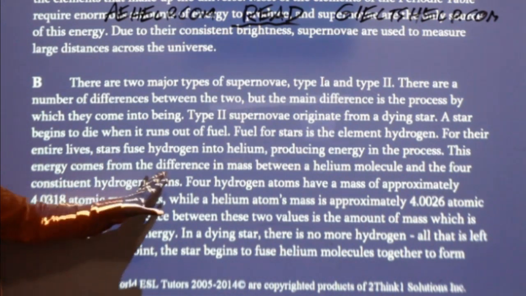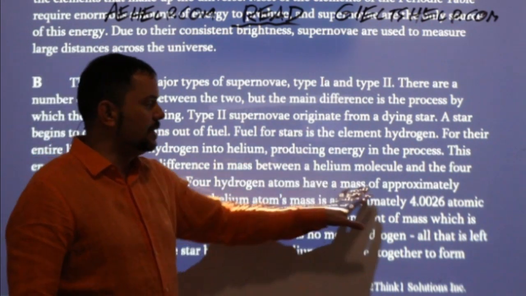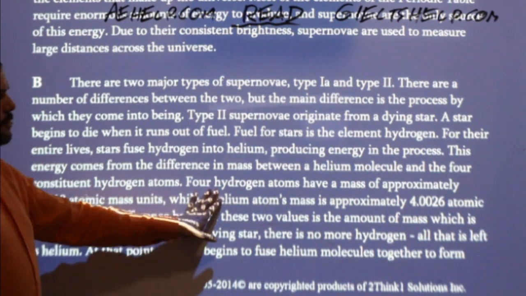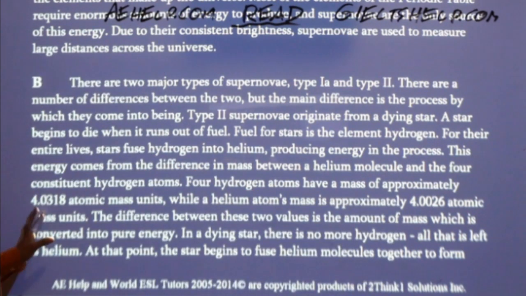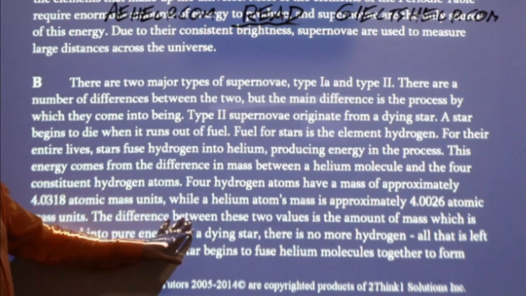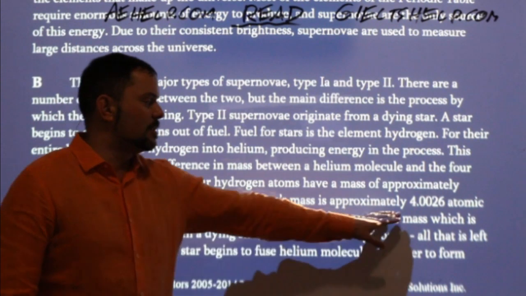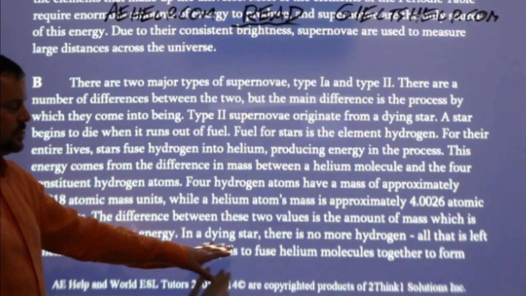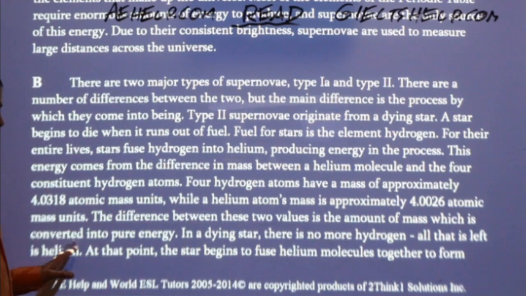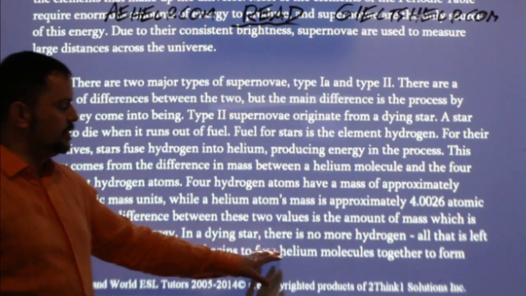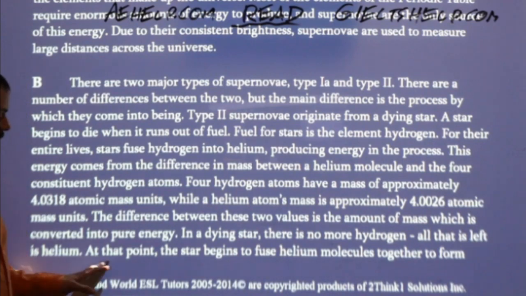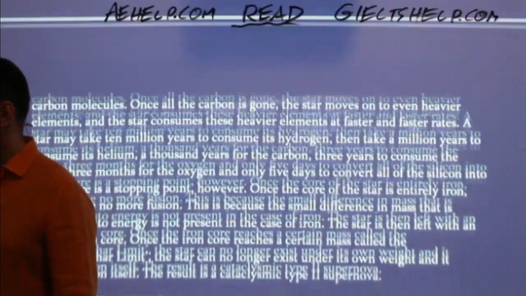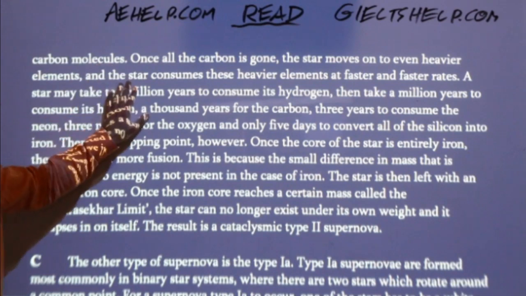This energy comes from the difference in mass between a helium molecule and the 4 constituent hydrogen atoms. 4 hydrogen atoms have a mass of approximately 4.0318 atomic mass units, while a helium atom's mass is approximately 4.0026 atomic mass units. The difference between these two values is the amount of mass which is converted into pure energy. In a dying star, there is no more hydrogen. All that is left is helium. At that point, the star begins to fuse helium molecules together to form carbon molecules.